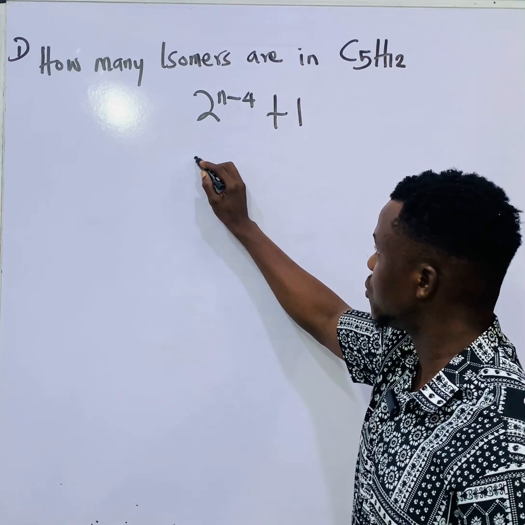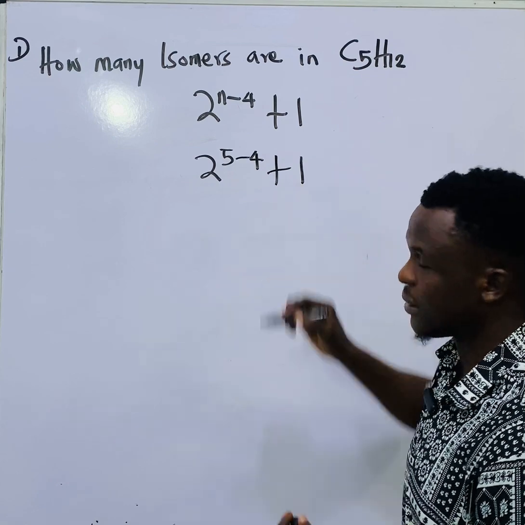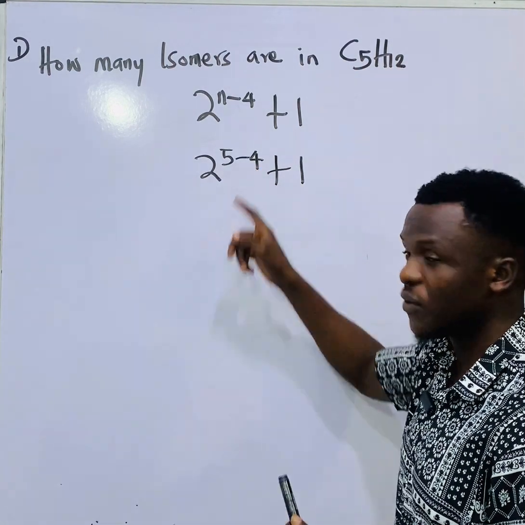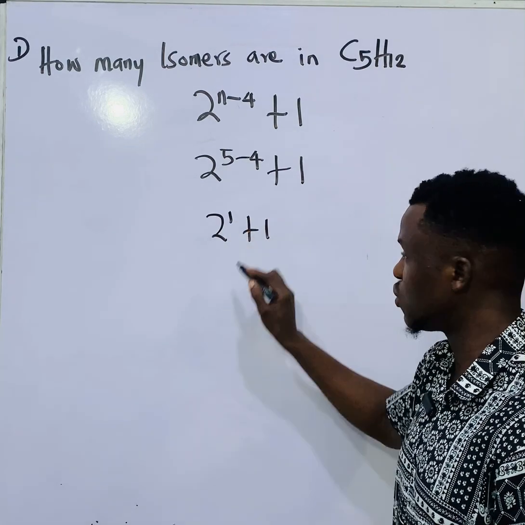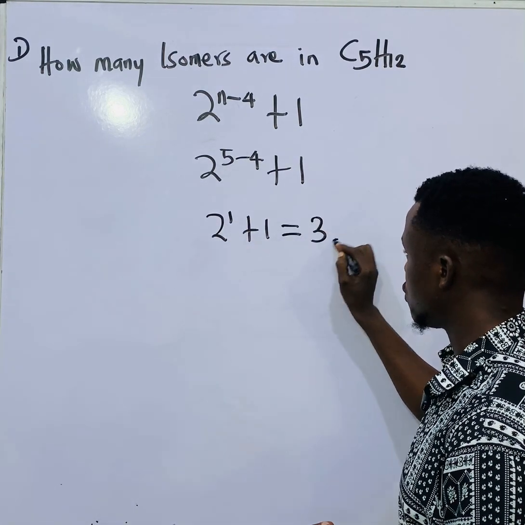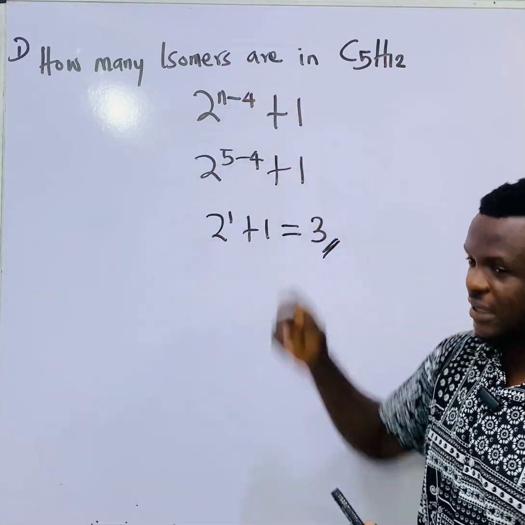So you simply say 2^(5-4) + 1. 5 minus 4 is 1, so 2 raised to the power of 1 plus 1. 2 raised to the power of 1 is 2. 2 plus 1 is equal to 3. So that is how we got the answer. The answer to this question is 3.